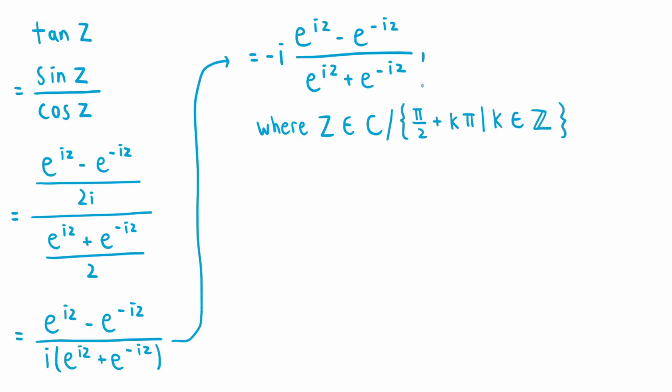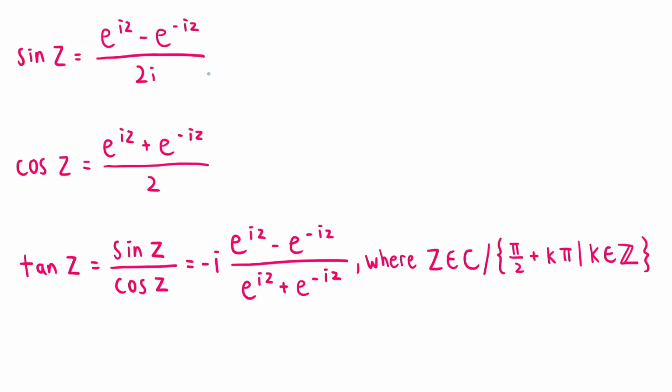Since tangent of z equals sine of z over cosine of z, we need to ensure that the denominator, cosine of z, is not equal to 0 so that we are not dividing by 0. This means we need to ensure z doesn't take on values which make cosine z equal 0. The values where cosine z equals 0 are the values of z in the form pi over 2 plus k pi for all integer values of k. So the domain of tangent of z is all complex numbers except for pi over 2 plus k pi for all integer values of k.